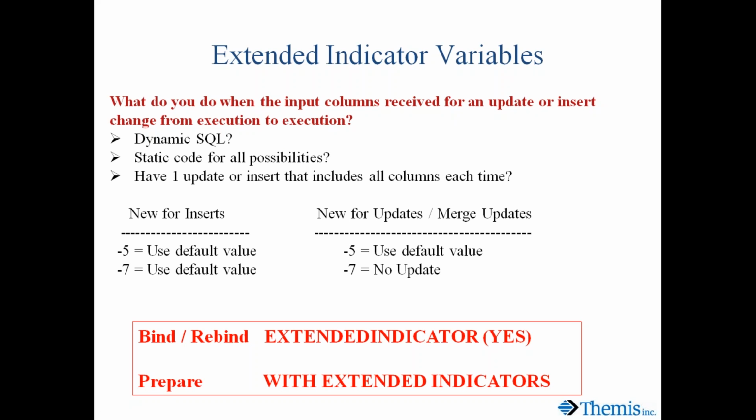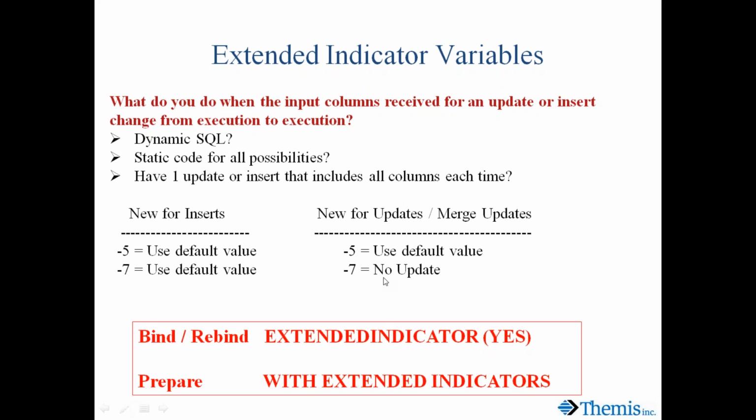You can set up a single static code, a single update statement or merge statement, instead of having multiples. One update or insert that includes all columns each time, instead of trying to create convoluted code. And then in your logic, you would set the indicator variable to tell DB2 the action you want to occur, such as for updates and merges, if you put a -5 in the null indicator that you're providing in your variable, it's telling DB2, hey, I'm not sending you any content, use the default value as whatever the default value is defined on the table.